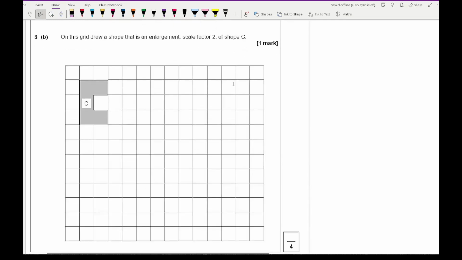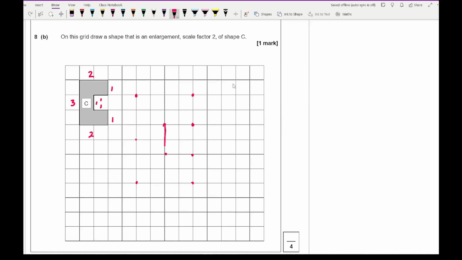Now with this, we haven't been given a centre of enlargement, so as long as it fits on the grid, it's going to be fine. So if I just look at the dimensions of just a few of these sides, then I need to multiply these dimensions by 2. So if I start here, rather than going 2 across, I'm going to go 4 across. So that's going to be there. Rather than going 3 down, I'm going to go 6 down. And rather than going up 1, so basically I should have something that looks like this.